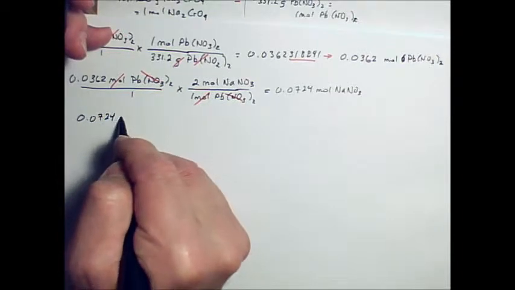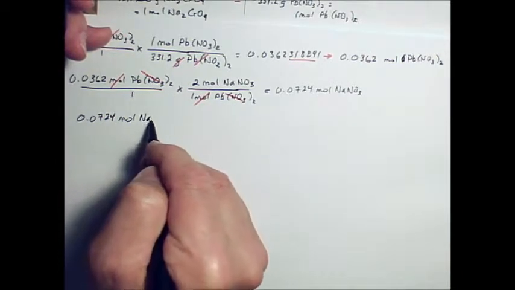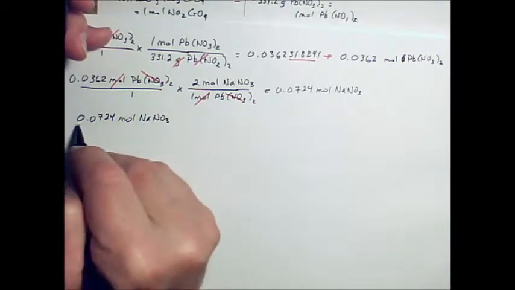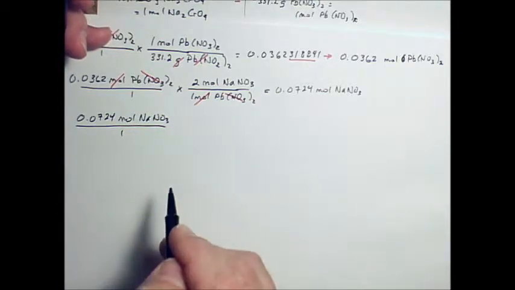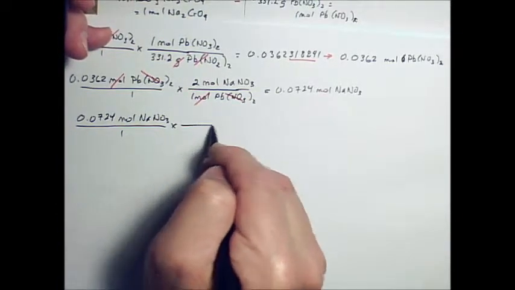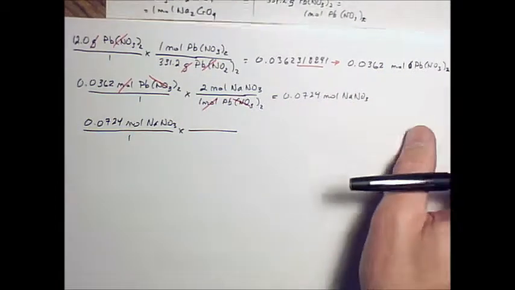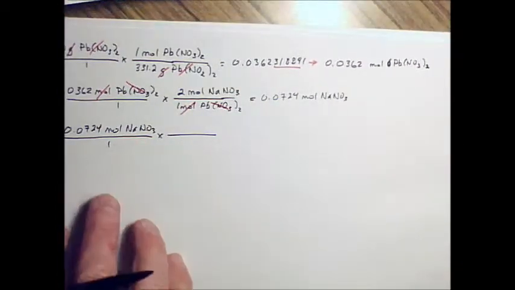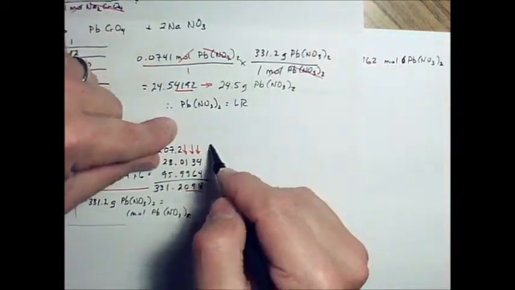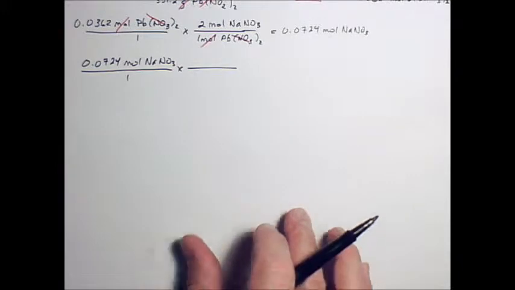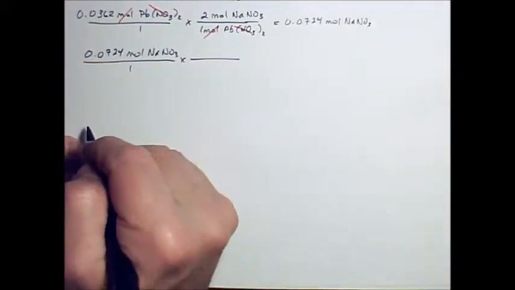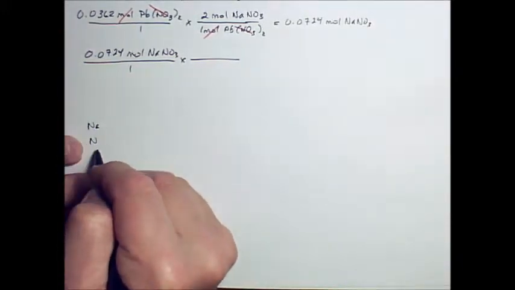So 0.0724 moles NaNO3 is our last starting amount here for this problem. But we've got to get from moles to mass. And we do not yet have a molar mass calculated for sodium nitrate. So let's calculate the molar mass for sodium nitrate. I'll do it on this sheet of paper, actually. So we've got sodium, nitrogen, oxygen.